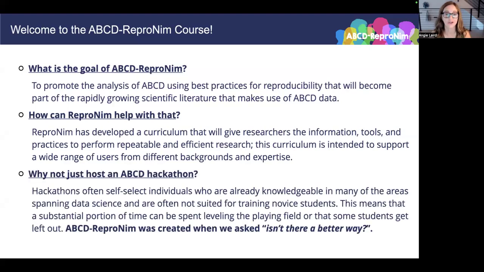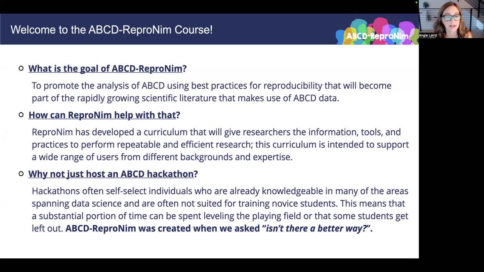Okay, so if the goal is collaborative data analyses culminating in publications, then why not just host an ABCD hackathon? It's an excellent question, and it's one that we've thought very carefully about. Most educational programs around neuroimaging rely on intensive teaching over a very short period, and these typically range anywhere from 1 day to 2 weeks.